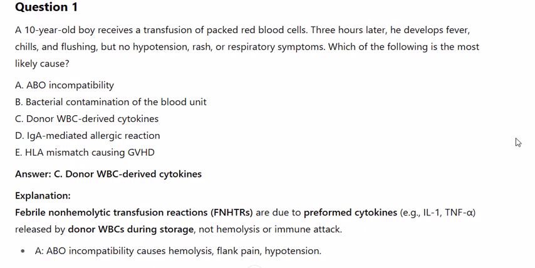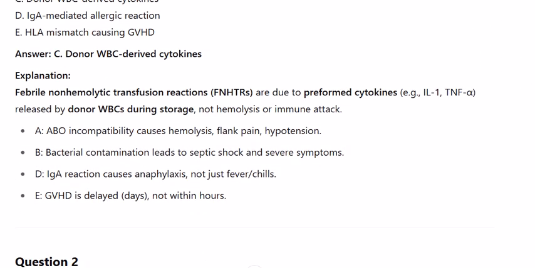Explanation. Febrile nonhemolytic transfusion reactions, FNHTRs, are due to preformed cytokines, e.g. IL-1, TNF-alpha, released by donor WBCs during storage, not hemolysis or immune attack. A. ABO incompatibility causes hemolysis, flank pain, hypotension. B. Bacterial contamination leads to septic shock and severe symptoms. D. IgA reaction causes anaphylaxis, not just fever and chills. E. GVHD is delayed, days, not within hours.